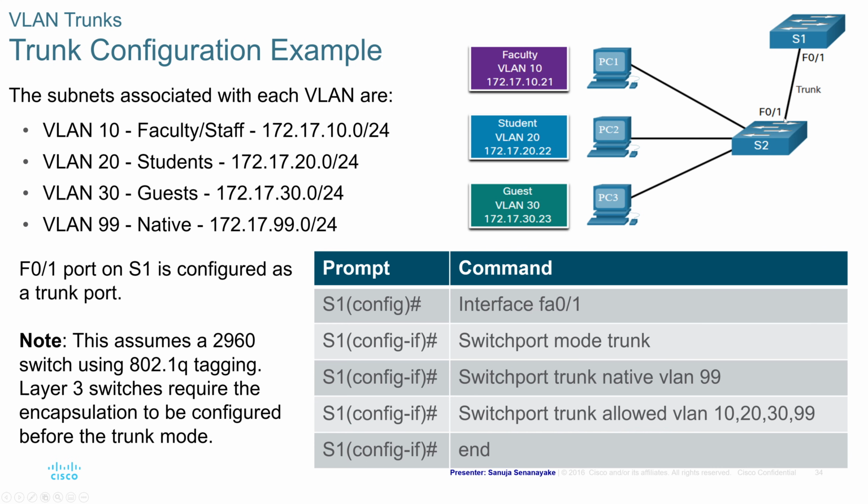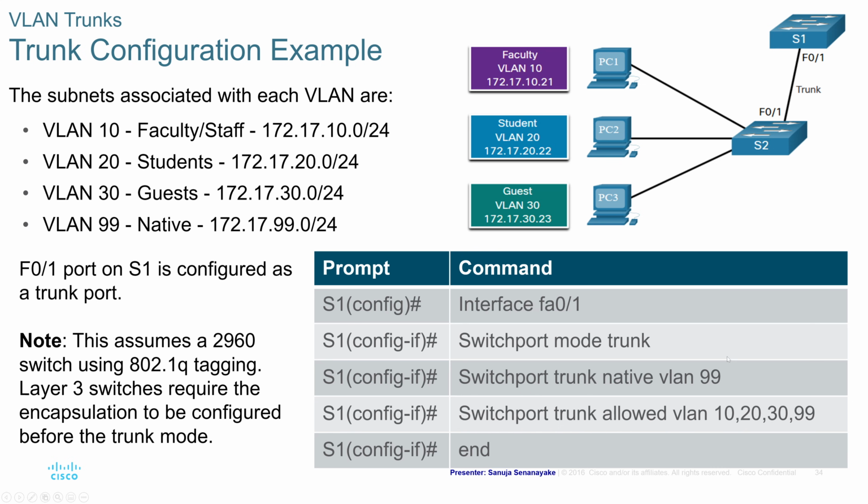So F0/1 of switch 2 is connected to F0/1 of switch 1, and the link connecting these two switches is a trunk link. That trunk link is configured with interface FA0/1, switchport mode trunk, switchport trunk native VLAN 99.